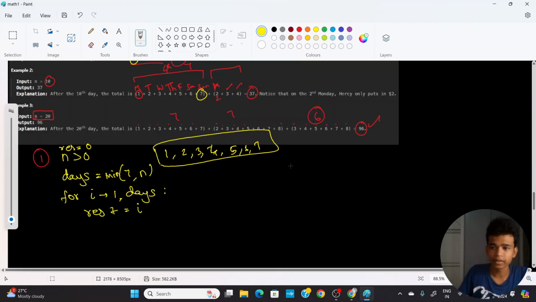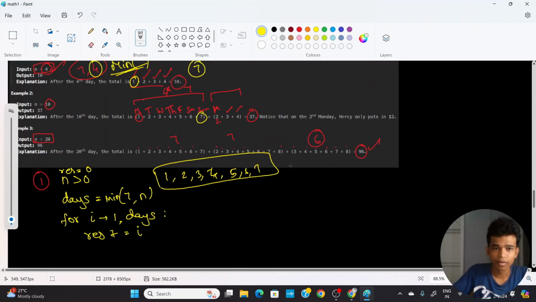But they are asking us to find what? See here, the first 7 days it is okay. Then the next 7 days, see this example, it will be starting from 2. So if we start from 2, we want to take the week. So week is initially what? Initially 1.